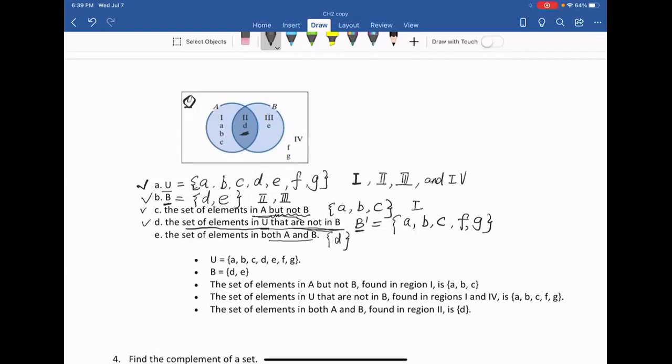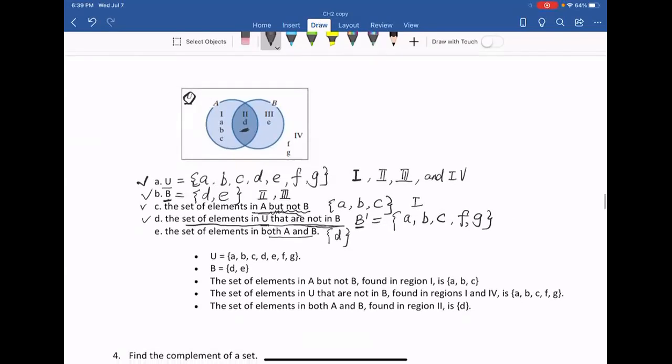Number D, the set of the complement of set B is 1 and 4, right? Is this part and this part. This is the complement of set B. Next one, E. The set of elements in both A and B, that's region 2.